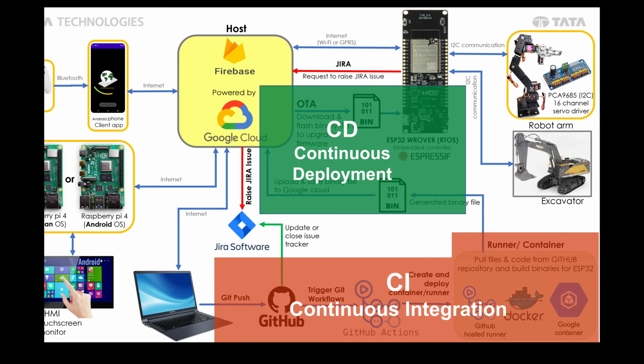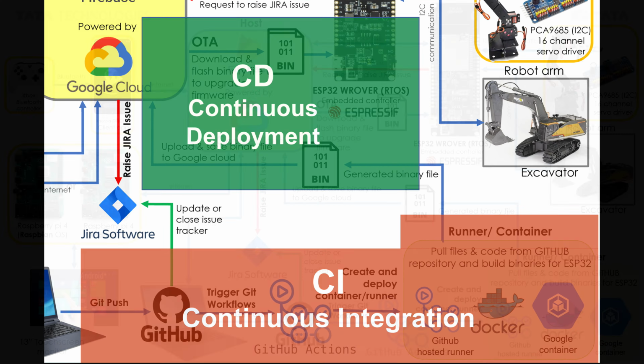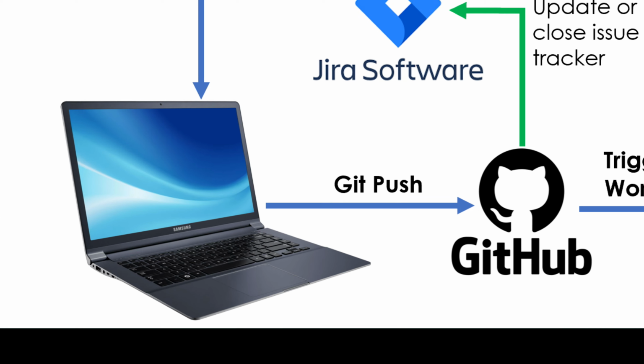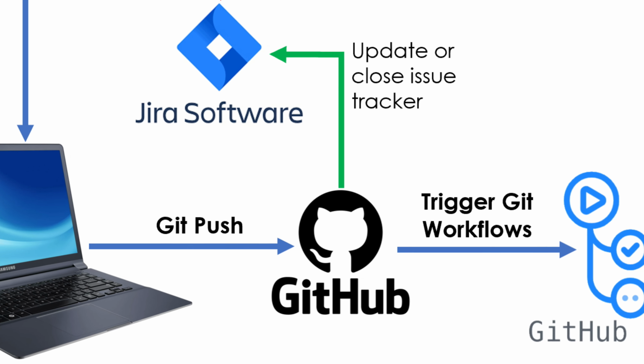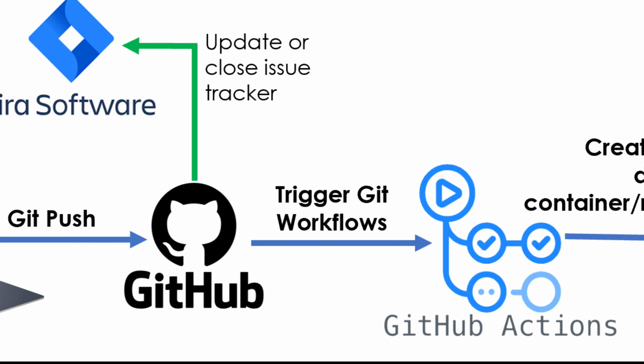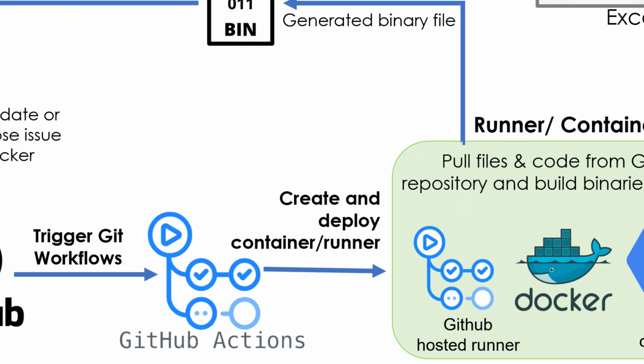Now let's understand the CI/CD pipeline for building the software for ESP32. Whenever a developer pushes the final changes into the master branch of the ESP32 GitHub repository, it triggers Git workflows defined based on the GitHub Actions script file pushed along with the code.